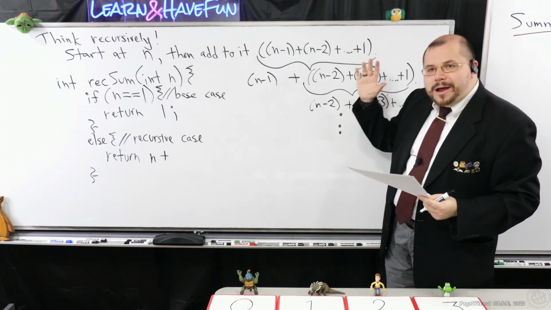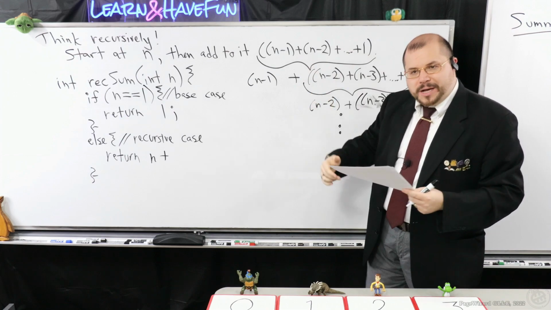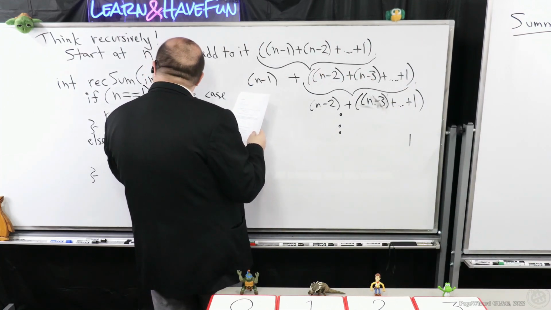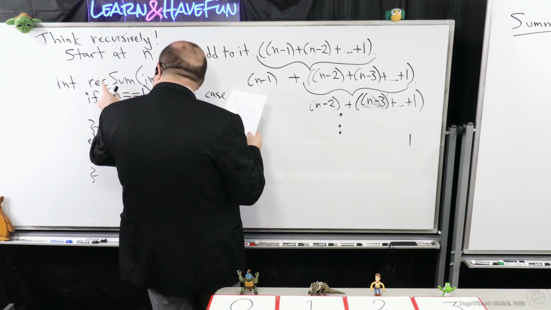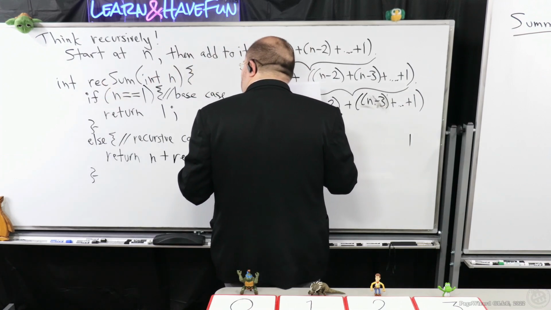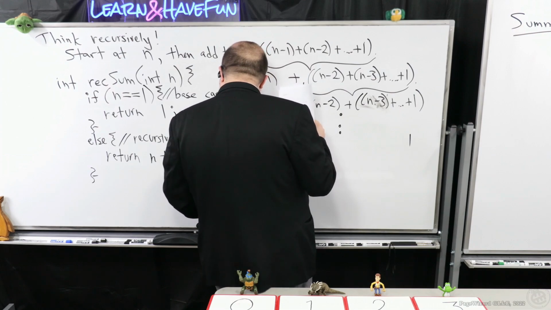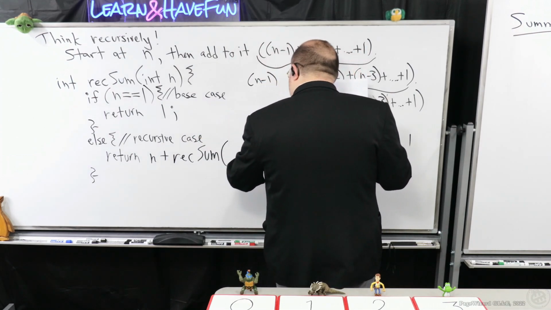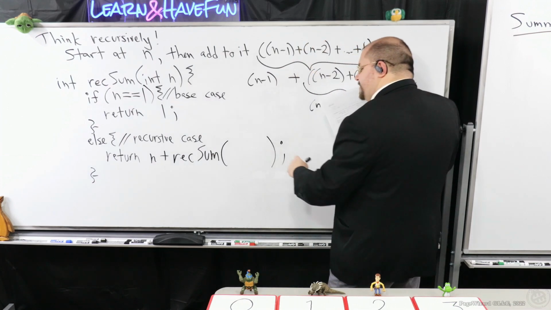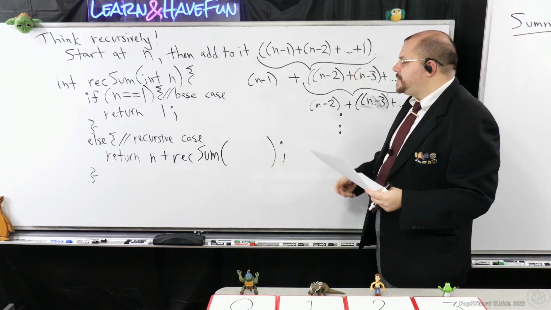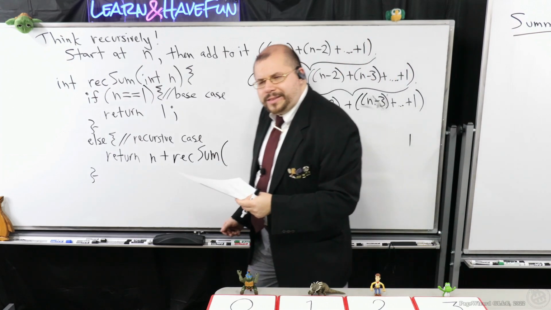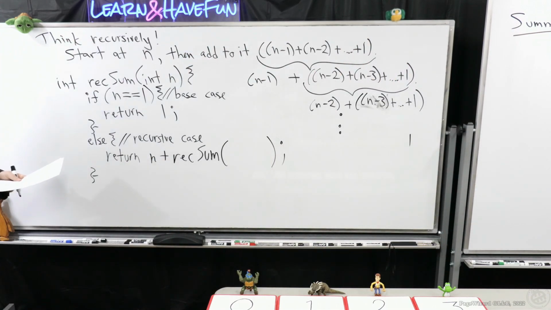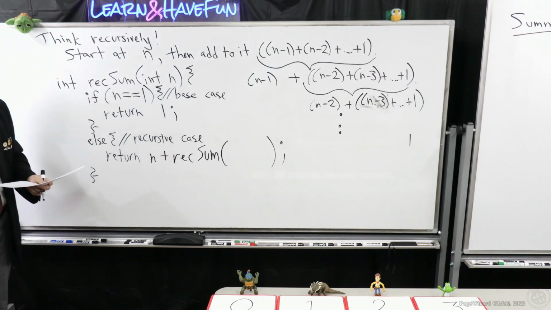So this is where you're going to get your recursive call, everybody. Here, I'm going to call recSum. Please note that that's also the name of this function or method. So what would I write inside here? What's going in the parameters here? There's only one, but what's going to go in there?